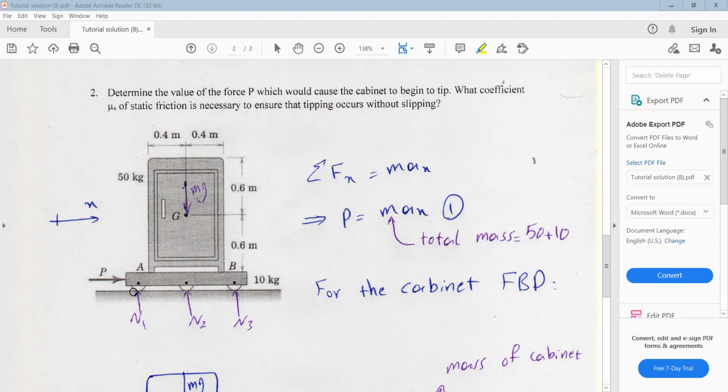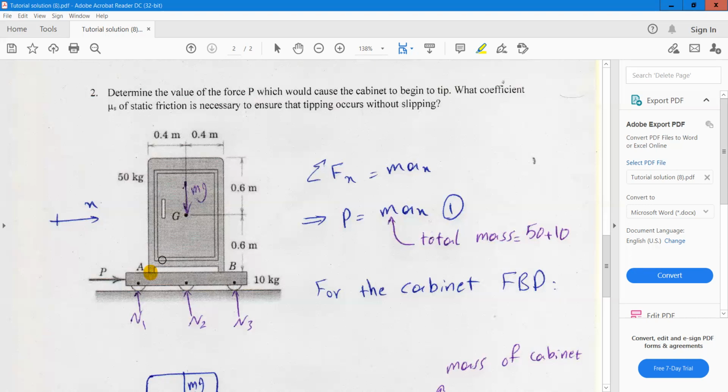So in this case, again, it's a pretty simple problem. When you exert the force P in the right direction, the acceleration will again be in the right direction. So if this cabinet will start to tip, it will rotate about this point A, because the acceleration is in right direction. If this cabinet wants to tip, it will rotate about point A.